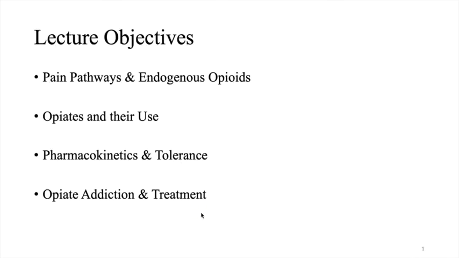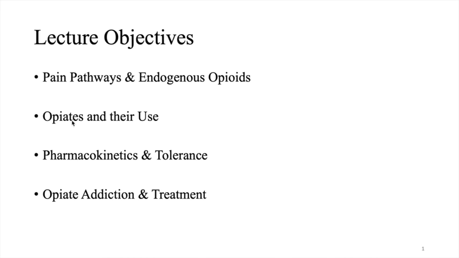All right, everybody, today we're going to be talking about opiates. So there's four main points I want to hit. First thing I want to do is talk a little bit about pain pathways and endogenous opioids. I'm assuming you learned a significant amount about pain and the way that we sense pain in intro to neuro, so I'm not going to do a ton of detail on that, but we're just going to review those circuits because they are important to know when we talk about how opioids work.